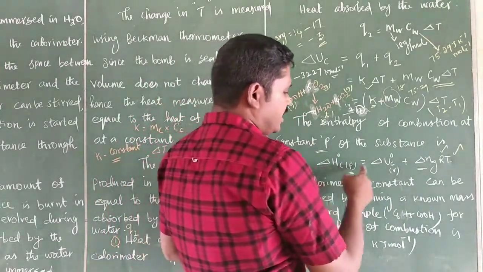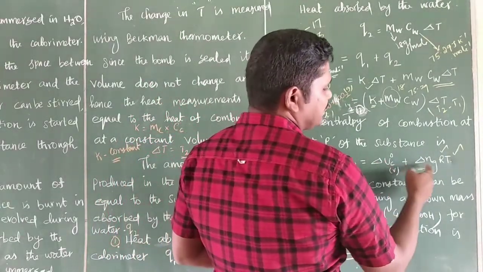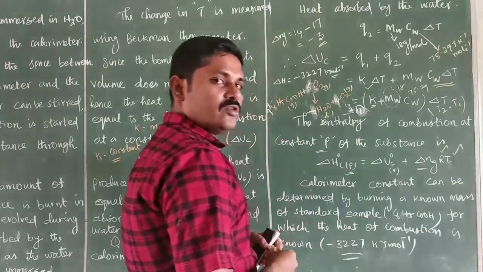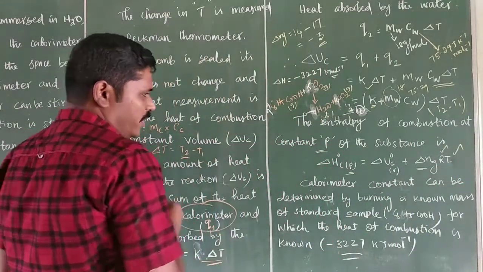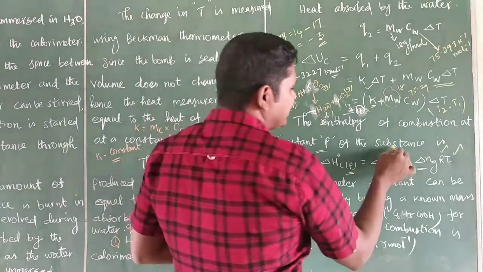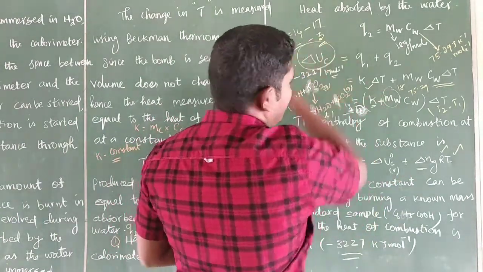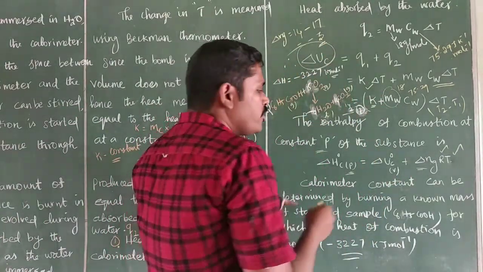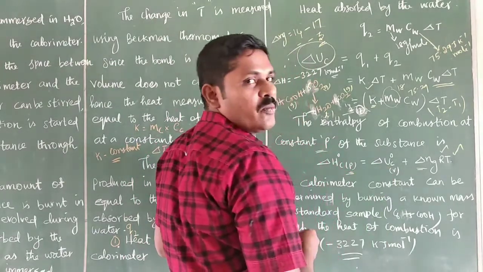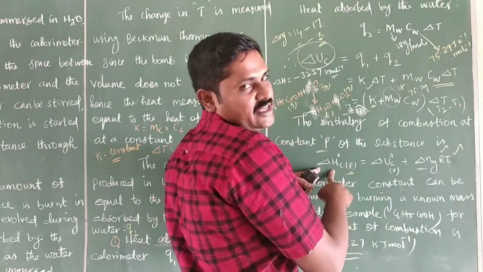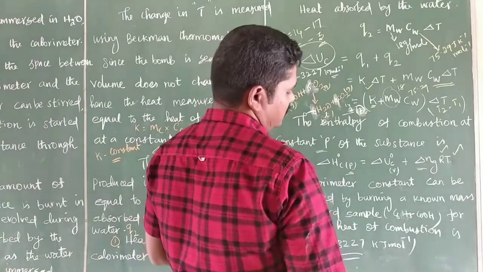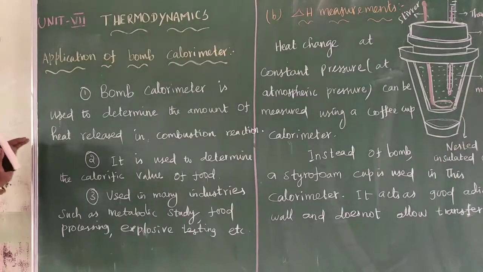So delta H naught is equal to delta U naught plus delta n_g RT. So we use the bomb calorimeter to measure the internal energy change, and using this equation we obtain the standard enthalpy change. Okay, students.